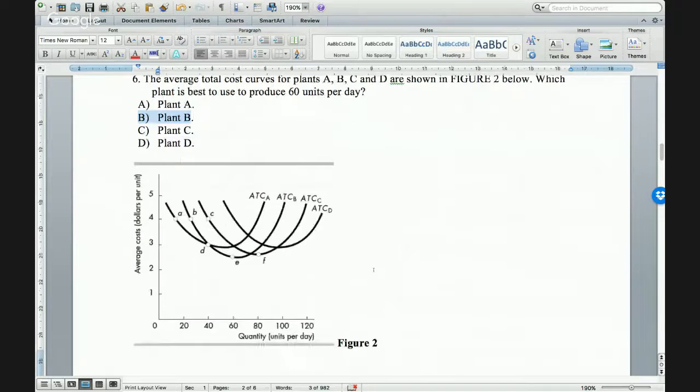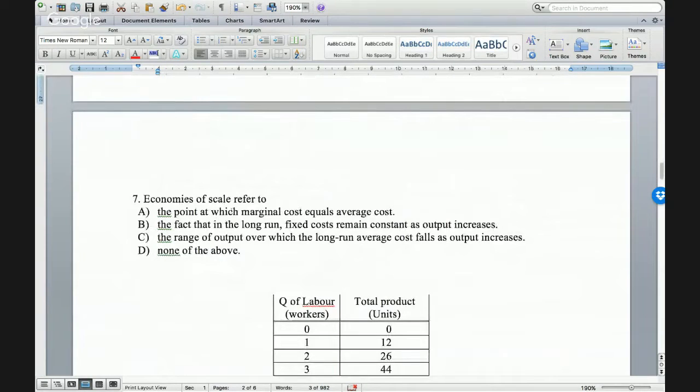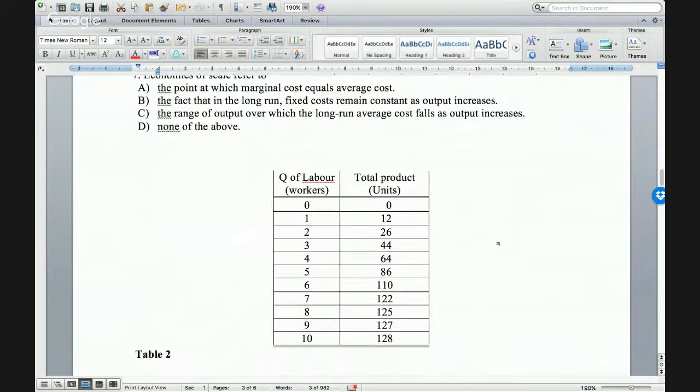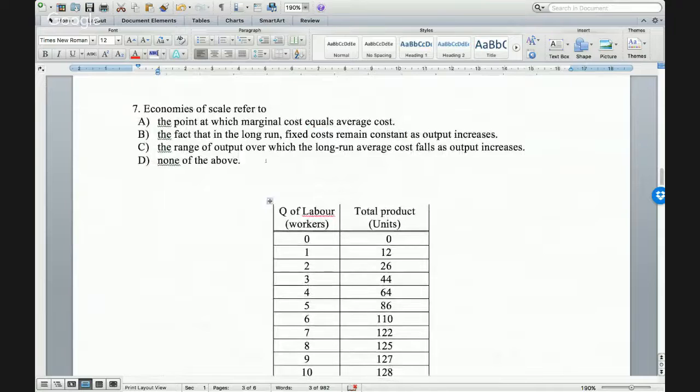So let's see, is that answer in there? Economies of scale. No, we're not looking at marginal cost equal, no. The fact that in the long run, that's possible. I see the long run, fixed costs remain constant. No, that's your constant returns to scale. Well, it's not really actually, because that's fixed costs. That had average total costs, that'll be constant returns to scale. So that's not it. The range of output over which the long run average cost falls as output increases is correct. So your long run average costs fall as you produce more. That's economies of scale. So answer C.